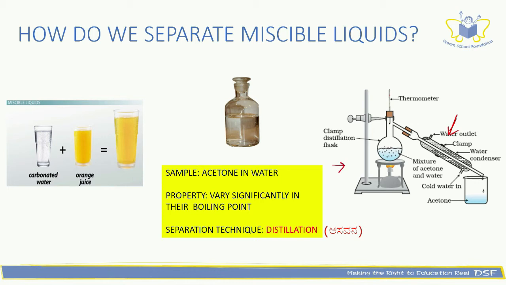The mixture is taken in the round bottom flask. We heat the mixture and collect the vapors when it condenses. The boiling point of acetone is 56 degrees Celsius and water is 100 degrees Celsius. When the temperature of the mixture reaches 56 degrees Celsius, acetone starts to evaporate. It will get condensed and get collected in this beaker.